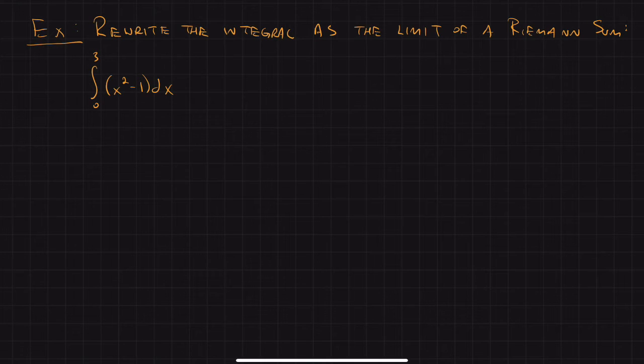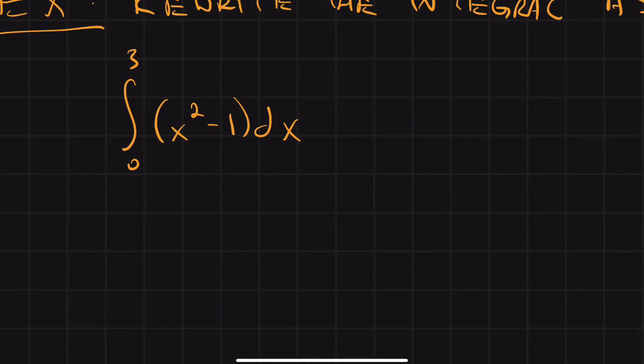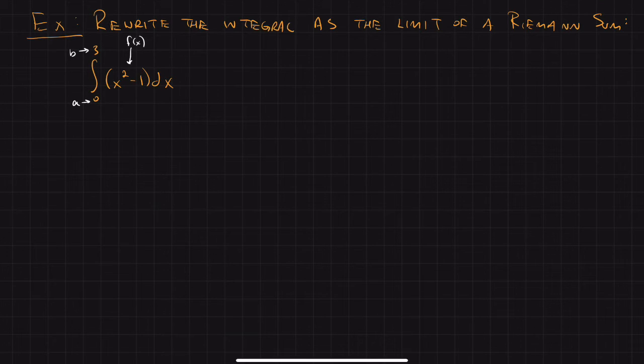Here's a few examples of how we would work out these types of problems. You need to know how to go both ways. If you start with an integral, find the limit of the Riemann sums, or if you're given the limit of Riemann sums, then you want to find the integral. Here we start with the integral from 0 to 3 of x squared minus 1 dx. This is telling us that a is equal to 0, b is equal to 3, and that our function is x squared minus 1. In order to solve these problems, just follow these 4 steps. First, we want to find delta x.